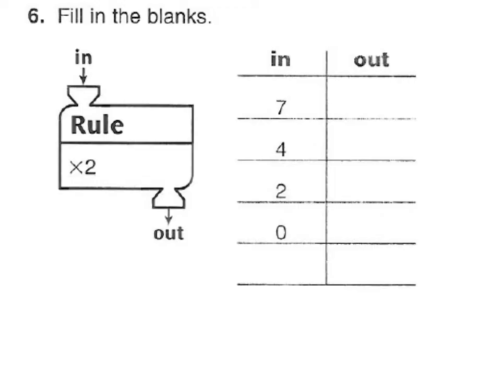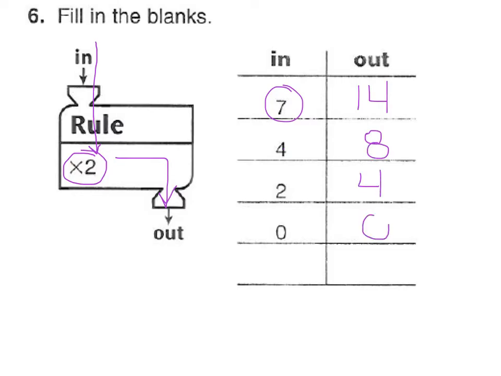How many of you remember this from everyday math back in 5th grade? Remember the in and out rule box? They said if we put a number in, the rule is take whatever you put in and multiply by 2 to get your out. So if we put 7 in, we would get 14 out. If we put 4 in, we'd get 8 out. If we put in 2, we would get 4. And if we put in 0, we'd get 0 out.